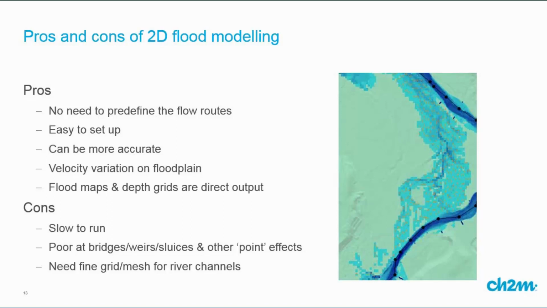Problems with 2D modelling: it can be very slow. It can take hours and days to run. It's poor at representing point features such as bridges, weirs and sluices. And if you're modelling the channel in 2D, you generally need a relatively fine mesh, particularly for small rivers, to capture what's happening in the channel.